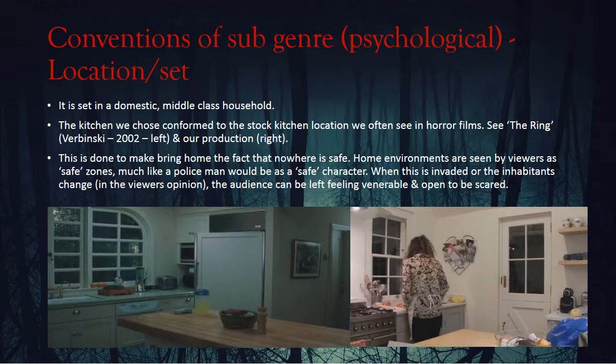Our film is set in a domestic middle-class household. The kitchen we chose conformed to the stock kitchen location we often see in horror films, like The Ring and Our Production 2. This is done to bring home the fact that nowhere is safe. Home environments are seen by viewers as safe zones, much like the policeman would be seen as a safe character. When this is invaded or the inhabitants change, or die in the policeman's case, the audience can be left feeling vulnerable and open to be scared.